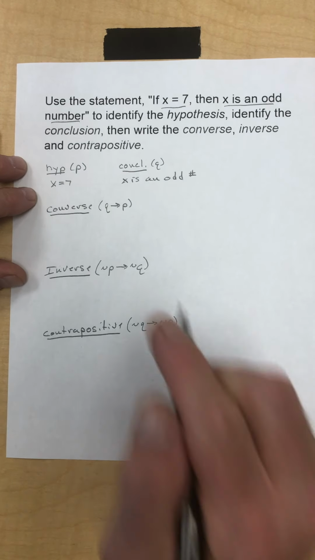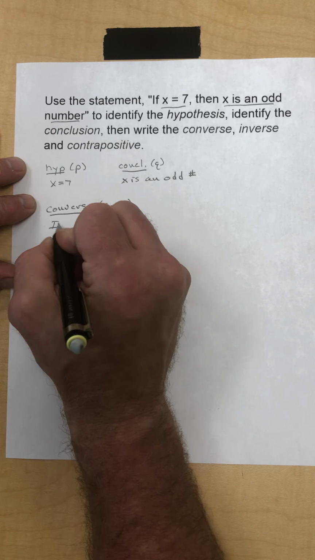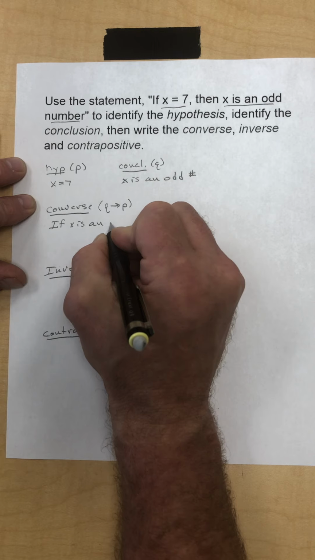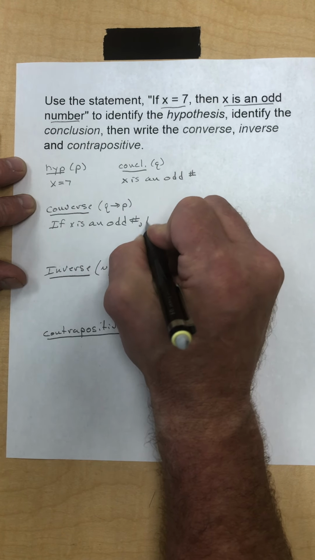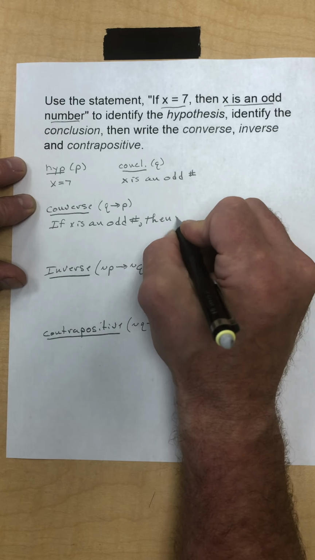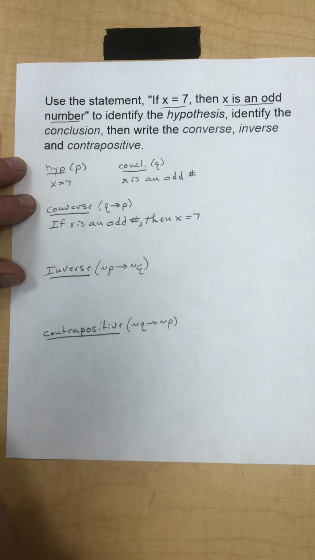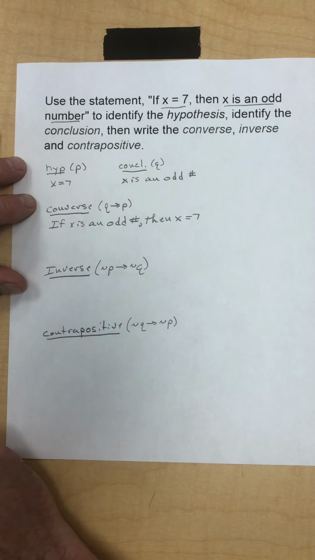So we're switching these, so our converse would be: if x is an odd number, then x is 7. That would make no sense, because I could find a whole bunch of odd numbers that don't equal 7. So that would be false.